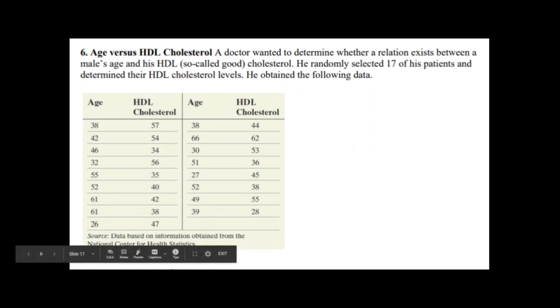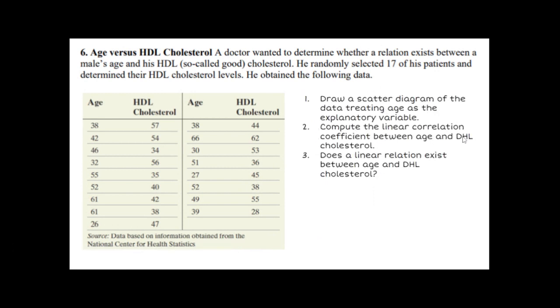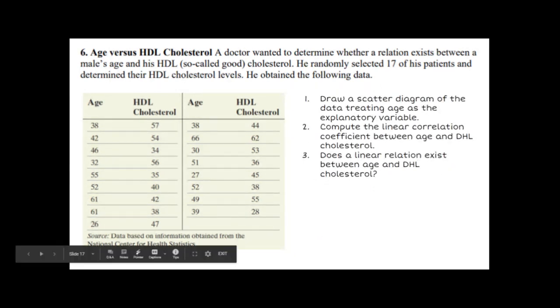So age versus the HDL cholesterol. A doctor wanted to determine whether a relation exists between a male's age and his HDL, so-called good cholesterol. He randomly selected 17 of his patients and determined their HDL cholesterol levels. He obtained the following data. So same questions. Now draw a scatter diagram, compute the linear correlation coefficient, and determine whether a linear relation exists between age and HDL cholesterol.